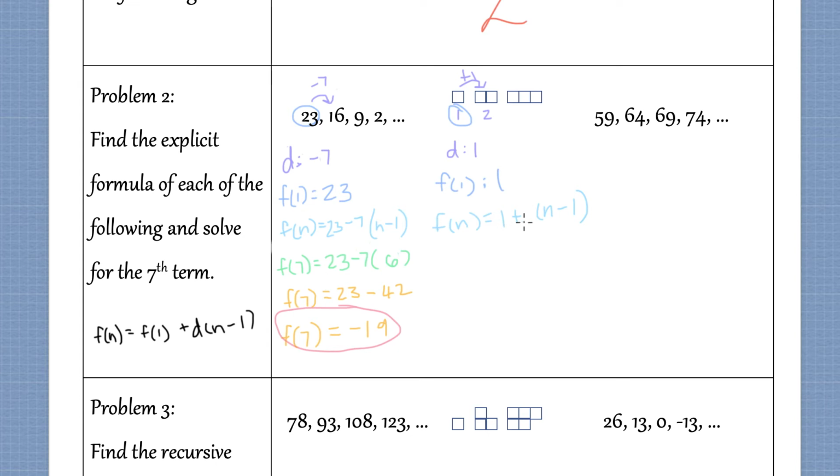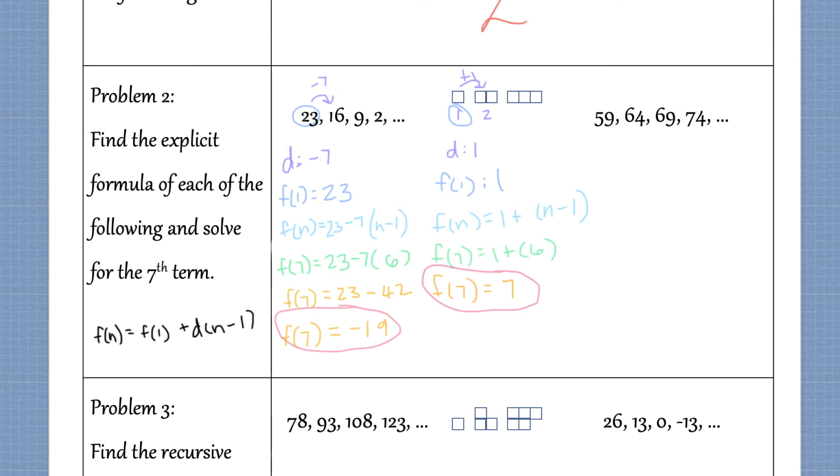Now that we have our explicit formula, we're going to solve for the 7th term, and we're just going to replace the n with a 7. And so right here, f of 7 is equal to 1 plus n minus 1, so 7 minus 1, which is going to be 6. And so f of 7 is equal to 1 plus 6, which is 7. And so that is going to be our final answer for this one. It's going to be the 7th term.